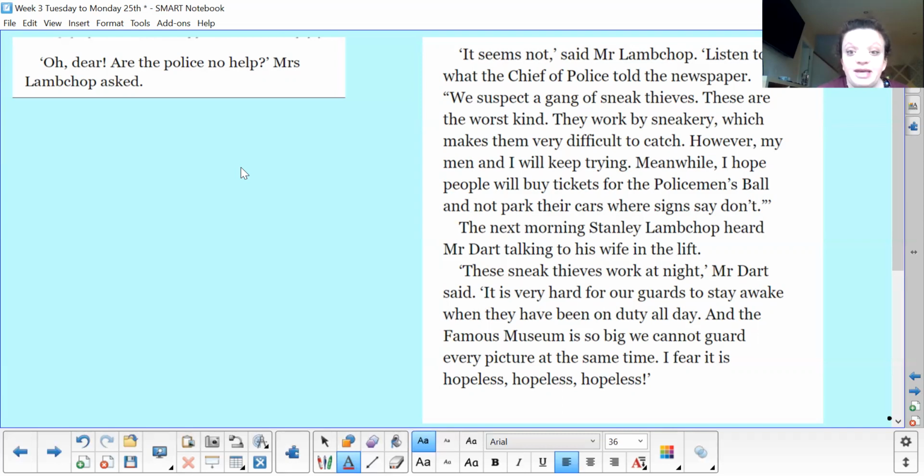And the famous museum is so big we cannot guard every picture at the same time. I fear it is hopeless, hopeless, hopeless.